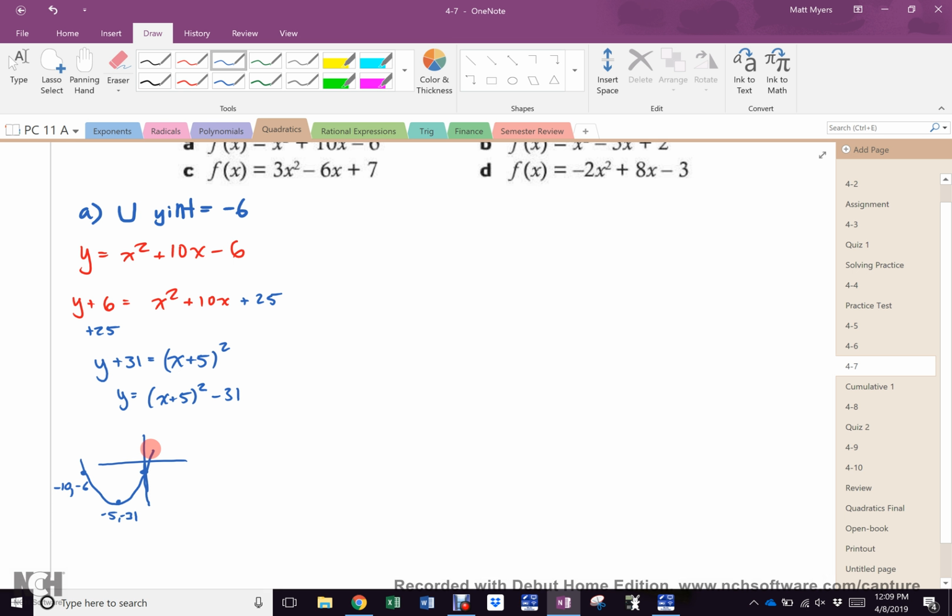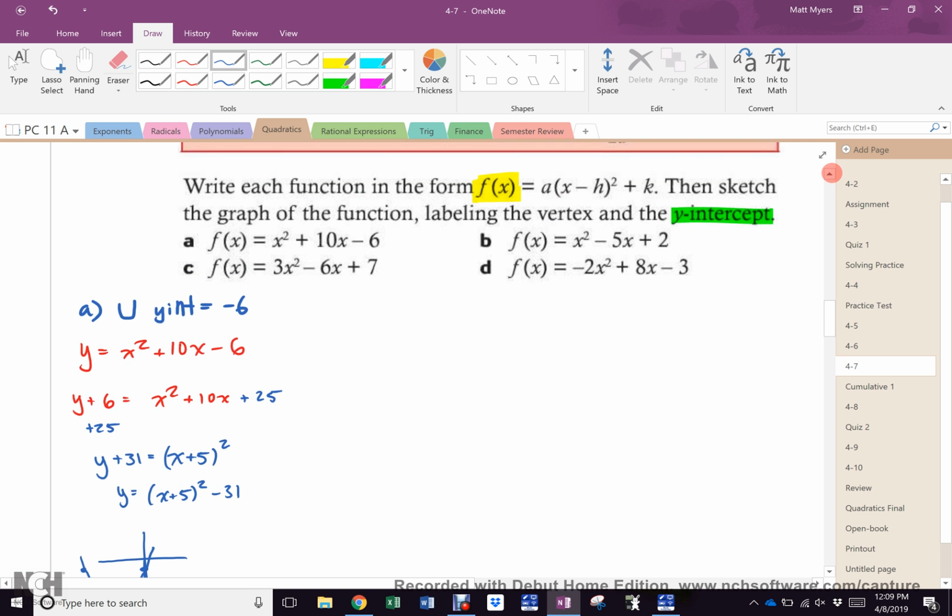Okay. B. Why don't I like B? Because B is odd. Now, could we do this? We are more than capable of writing 5 over 2 and squaring it, right? That's 25 over 4. Then we add it to both sides, and we could do it, right? Do you want to? I don't either.